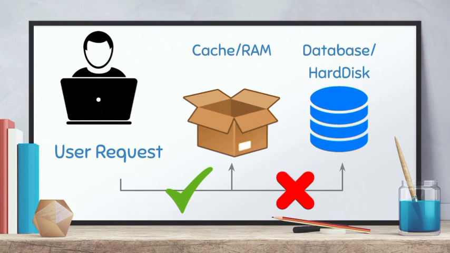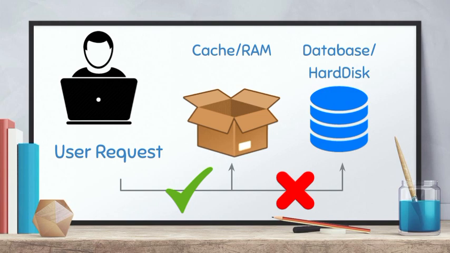A memory cache, also known as in-memory cache or RAM cache, is a type of cache that stores data in the application's memory. It is used to temporarily store data that is used frequently by the application, with the goal of improving the performance of the application by reducing the need to retrieve the data from a slower storage medium such as a hard drive or a database.